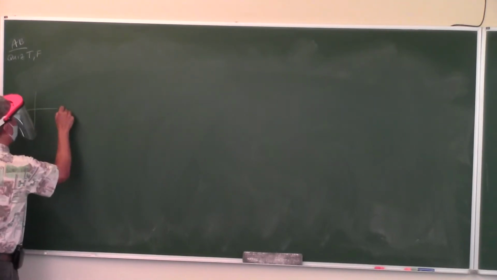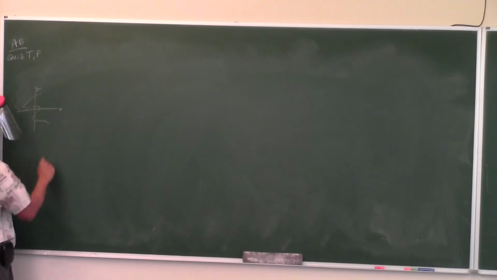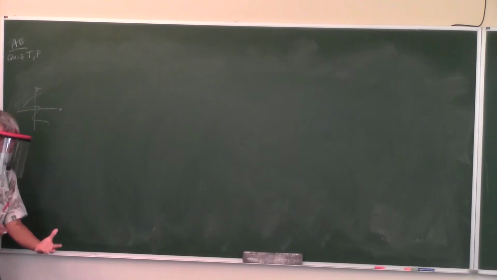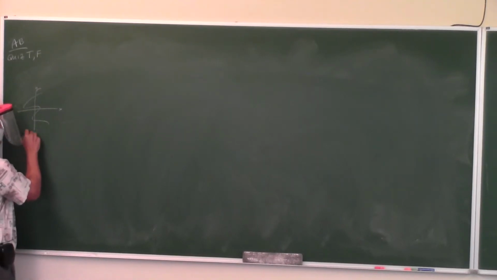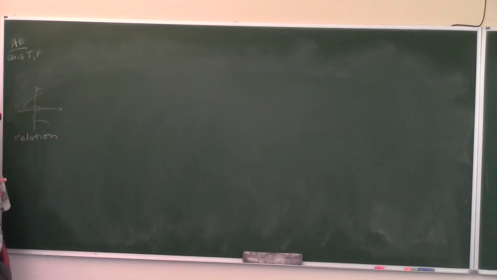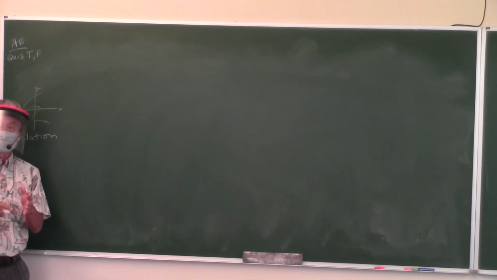Okay, here's the graph. Is that a function? No, so what is it then? What do you just call a set of ordered pairs, or basically any graph? It's called a relation.